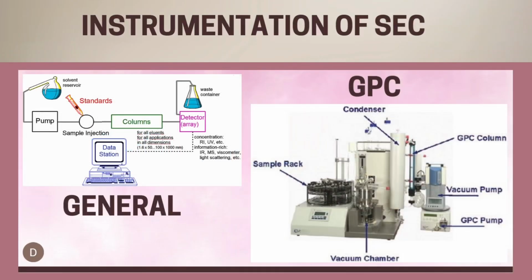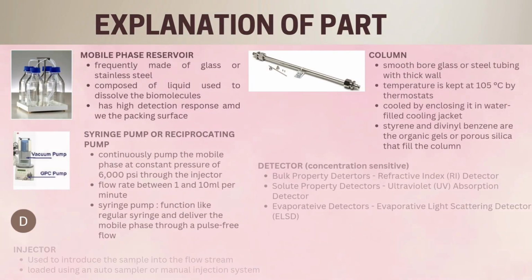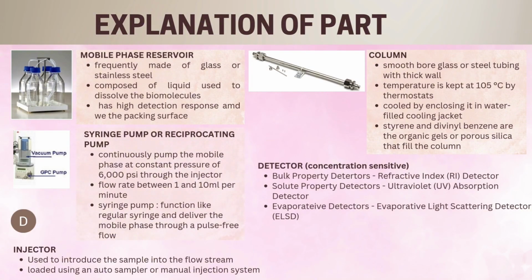The instrument consists of a condenser, sample rack, vacuum chamber, GPC column, vacuum pump and GPC pump. The mobile phase reservoir contains the solvent or buffer to transport the sample through the system. The pump functions like a regular syringe pump and delivers the mobile phase in a pulse-free flow, ensuring a constant and precise flow rate of the mobile phase. The injector is used to introduce the sample into the flow stream and is loaded using an autosampler.